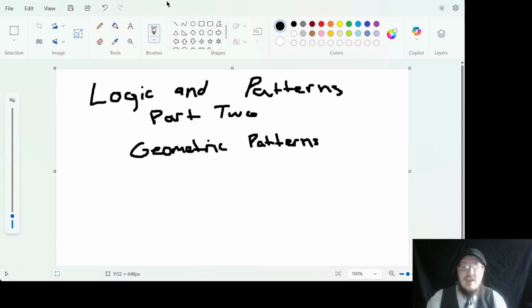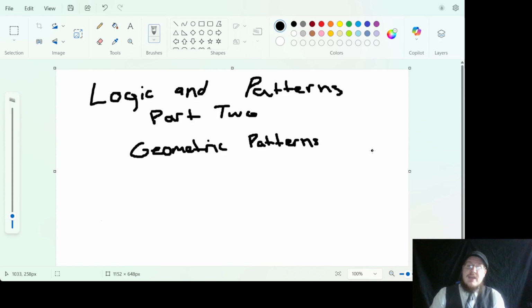Today's lesson is a continuation from last week's lesson, where we covered logic and patterns but dealt with numeric patterns or arithmetic patterns. Following with our logic and patterns series here, we did numeric and arithmetic. Now this week we're covering geometric.